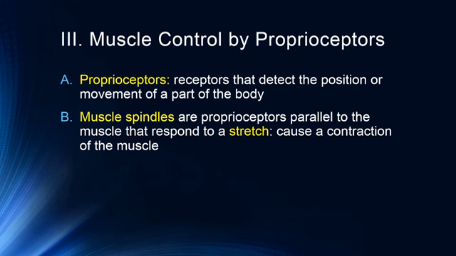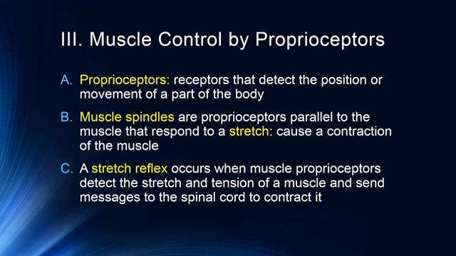So if you stretch a muscle and it seizes up, that's probably this muscle spindle causing that contraction. If you've ever had that kind of muscle cramp because you've overextended or hyperextended something, it's probably this muscle spindle that's causing that. The stretch reflex occurs when muscle proprioceptors detect the stretch and tension of a muscle and send messages to the spinal cord to contract it.